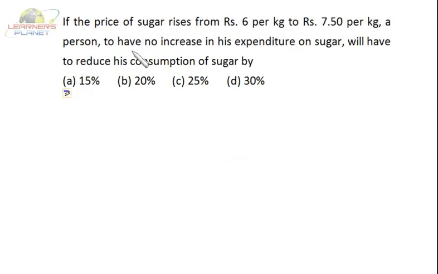Now let's see this question. If the price of sugar rises from rupees 6 to rupees 7.5, that means 1.5 rupees per kilogram, the price is increasing. 1.5 is 25% of 6. That means we can say 25% of the price is increasing. So the new price is 125% of the original price.